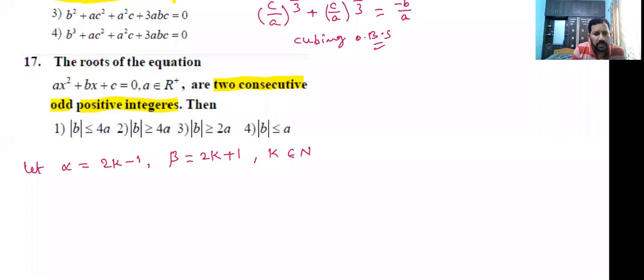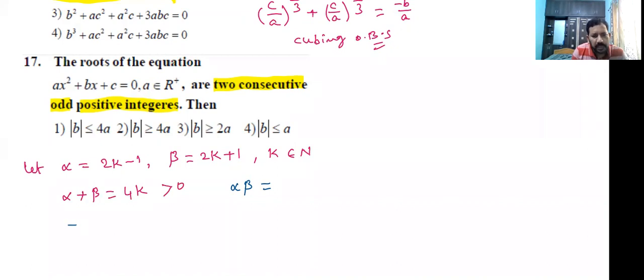Okay. Now, sum of the roots. How much? Alpha plus beta. See, minus 1 plus 1 cancel. We get 4k. Yes or no? Then k is a natural number. 4k is always greater than 0. Next, product of the roots. Observe that alpha beta is equal to how much?